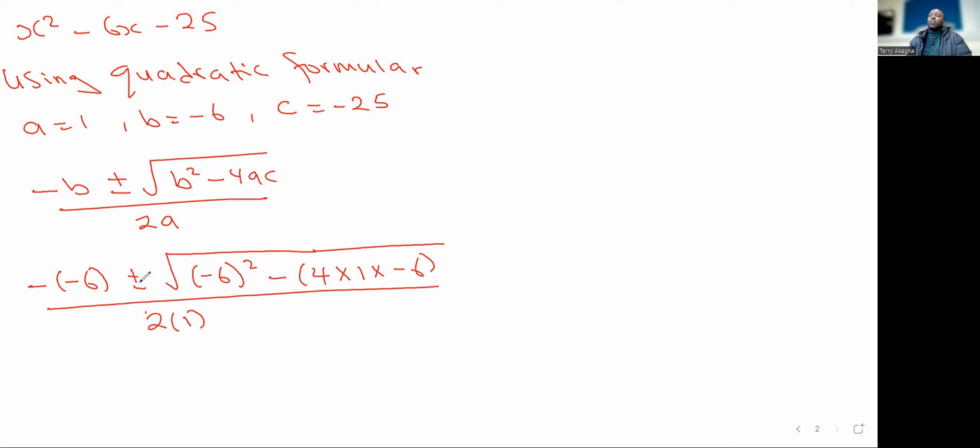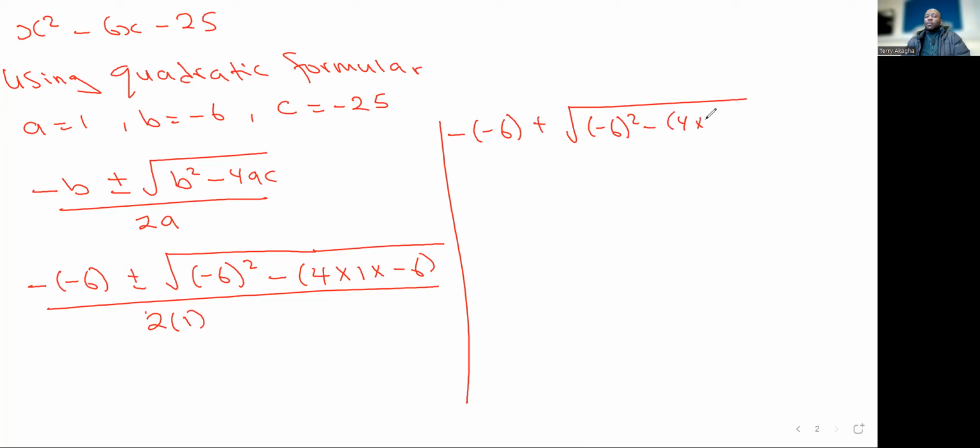Okay, so what do you do now? Remember I told you this is plus or minus. So that means it's going to be either minus minus 6 plus the square root of minus 6 squared minus 4 times 1 times minus 25, divided by 2 times 1. And when you press your calculator for this, it should give you 8.831.